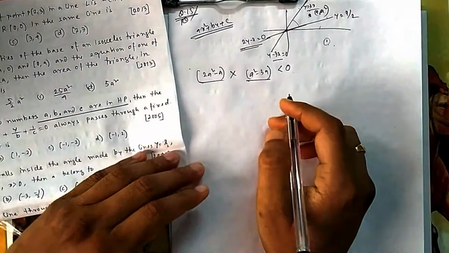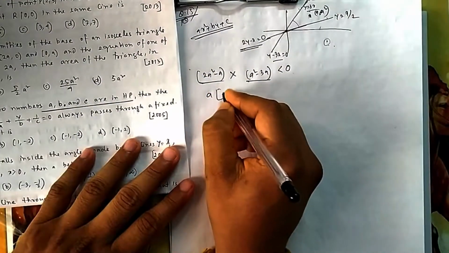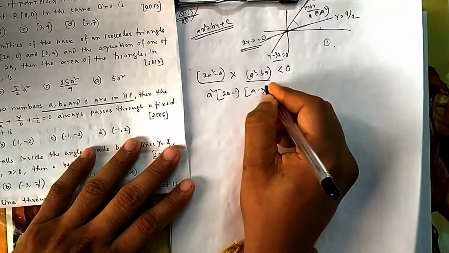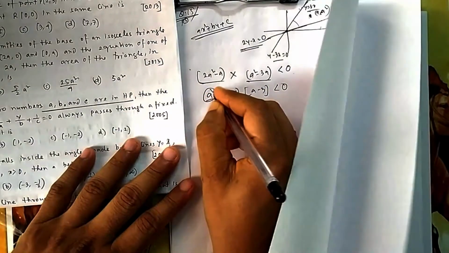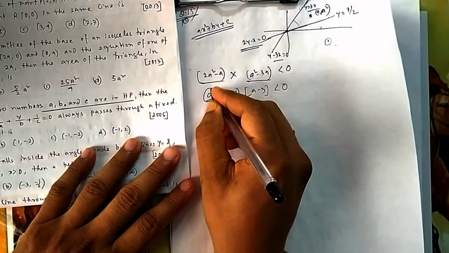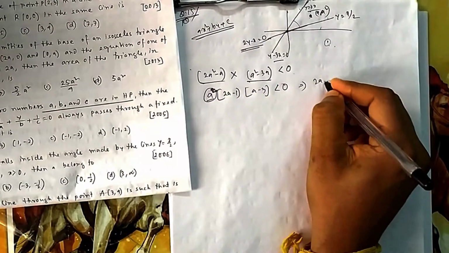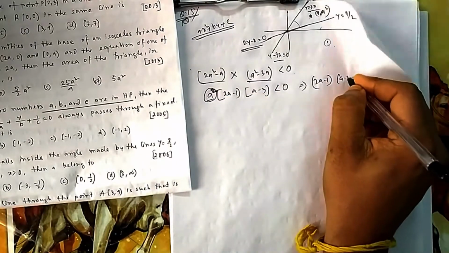So if you solve this one, if you take a common, then it is a square times (2a minus 1). Here also a will get common. So I told you, if it is a square, a full perfect square number, it is a positive number, so you can divide the inequality by a positive number. So it will be (2a minus 1)(a minus 3) is less than 0.